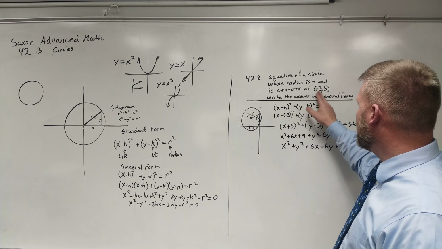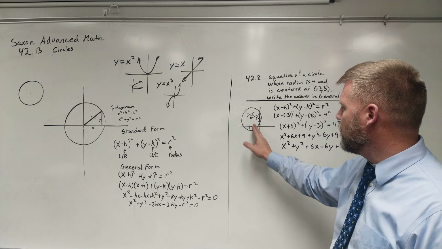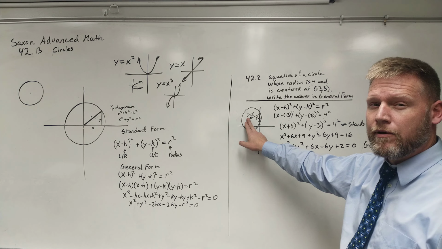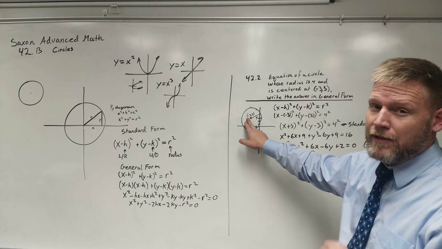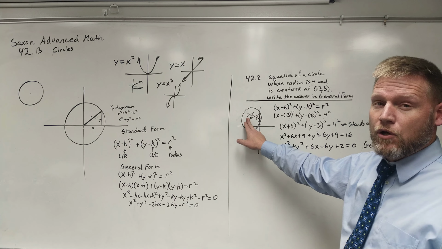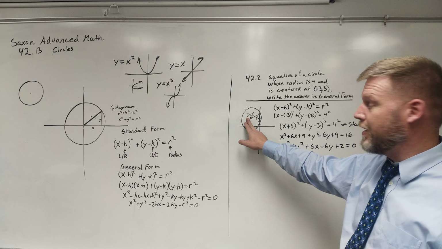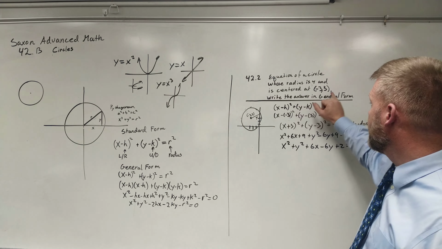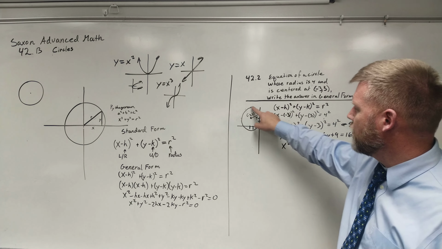So I said, well, if it's centered at (-3, 3), well, back 3, 1, 2, 3, and up 3, 1, 2, 3, and that gave me the centered point. Remember our very first thing we talked about? The definition of a circle is the locus of points equidistant from a given point. So here it is, that point equidistant is 4. So I come out 4 and I draw my circle.